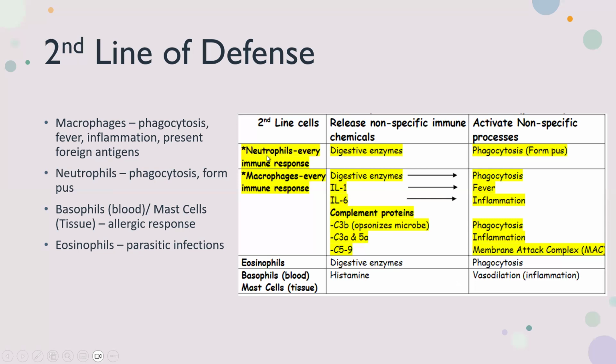For the case study for macrophages, y'all did fairly well of giving us digestive enzymes, interleukin 1, interleukin 6. The ones that were missing from some students were the complement proteins. And so remember that you do have your complement proteins that the macrophages also help release, and these are kind of how they break down.